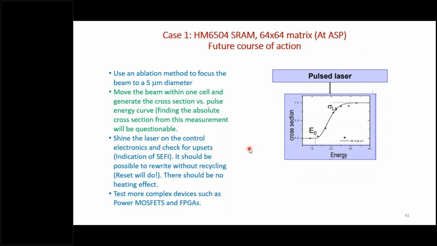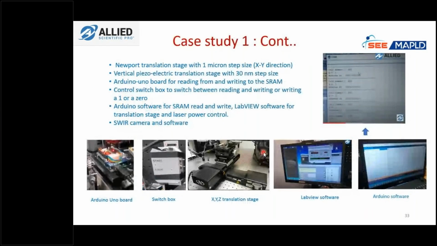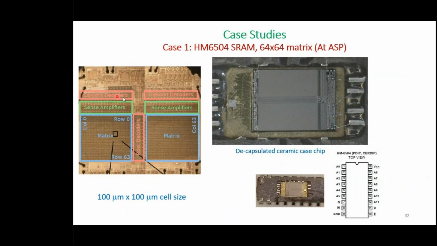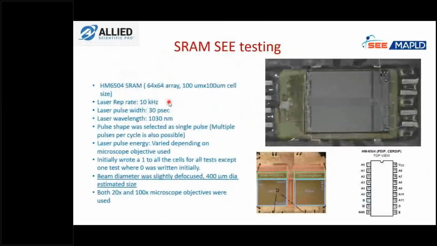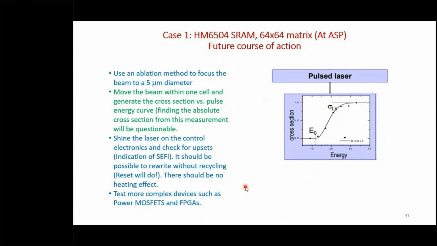So, what are our future plans for this? We would probably focus the beam better to 5 micron diameter and move the beam within one cell to create this cross section versus pulse energy, which may be useful information. And maybe we also shine the laser on control electronics, like the sense amplifiers and column decoders we showed somewhere. If we shine the laser on these, we may be able to detect another form of upset, and also testing more complex devices such as MOSFETs and FPGAs is in our plan.